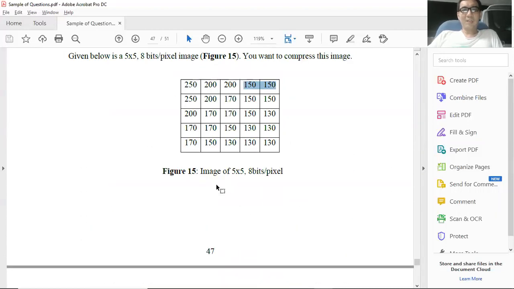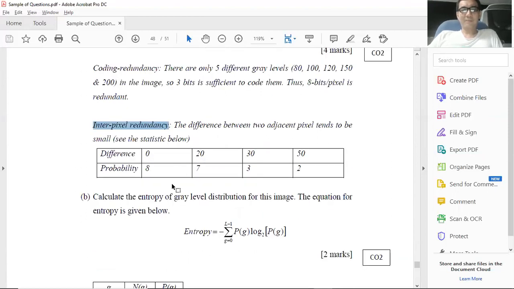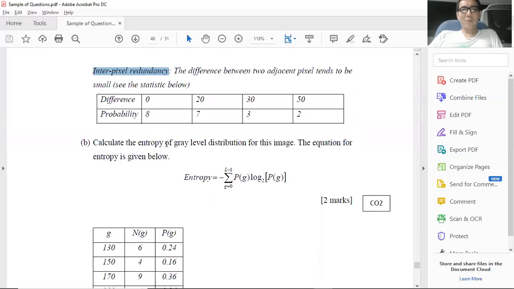And then 20, how many differences of 20? 1, 2, 3, 4, 5, and then 6. All right, 7 actually. All right. And then 30 and 50. So you can see that in this statistic, the small differences tend to be more frequent than the high differences. So that, in other words, indicates interpixel redundancy. So neighboring pixels tend to be similar. Similar means small difference.